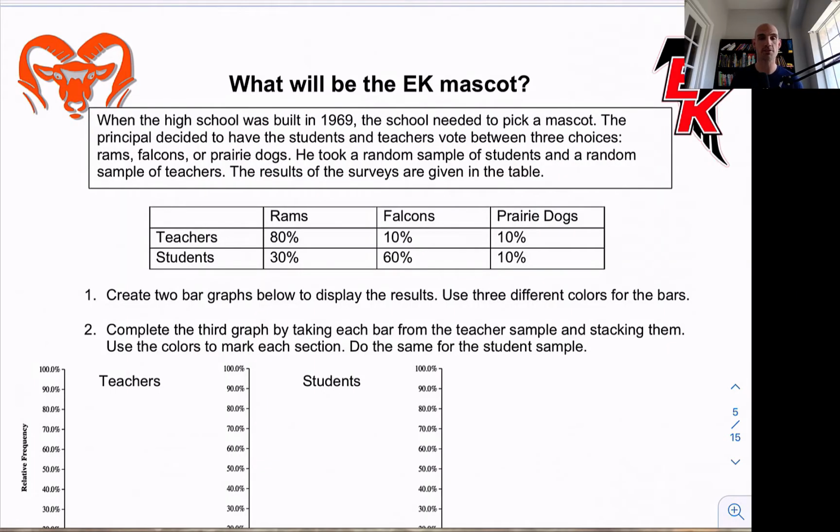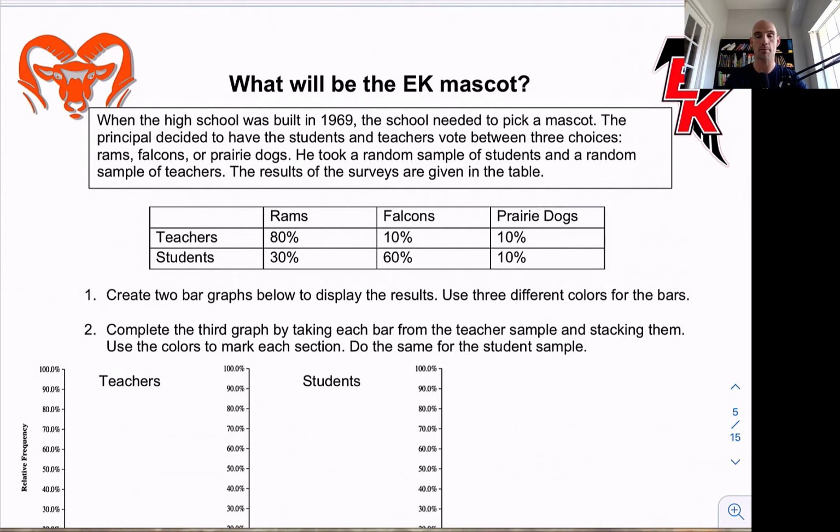Today in our video we're going to talk about mosaic plots. In order to talk about mosaic plots, we are going to look at an example where a high school is deciding to change their mascot, or asking about what the mascot should be. So here's the prompt. When the high school was built in 1969, the school needed to pick a mascot. The principal decided to have the students and teachers vote between three choices: Rams, Falcons, or Prairie Dogs.